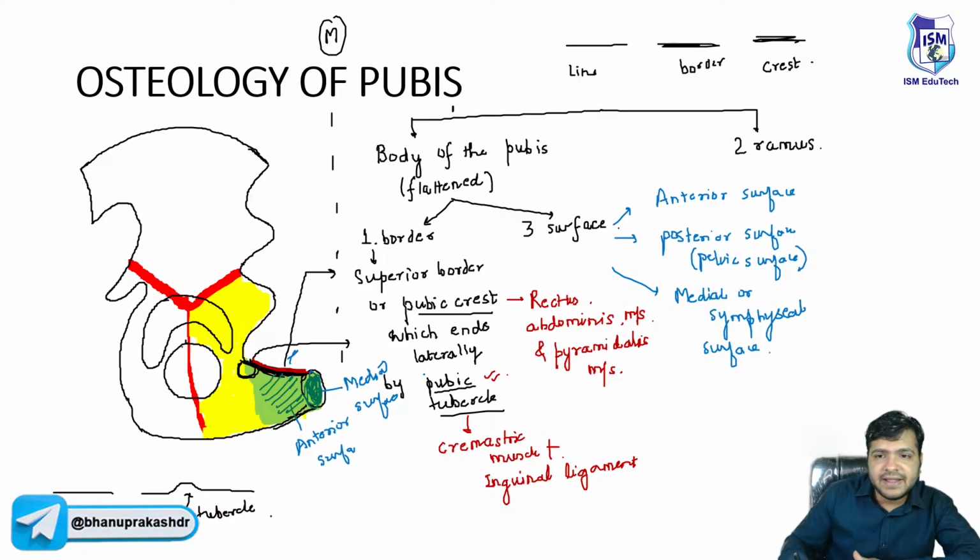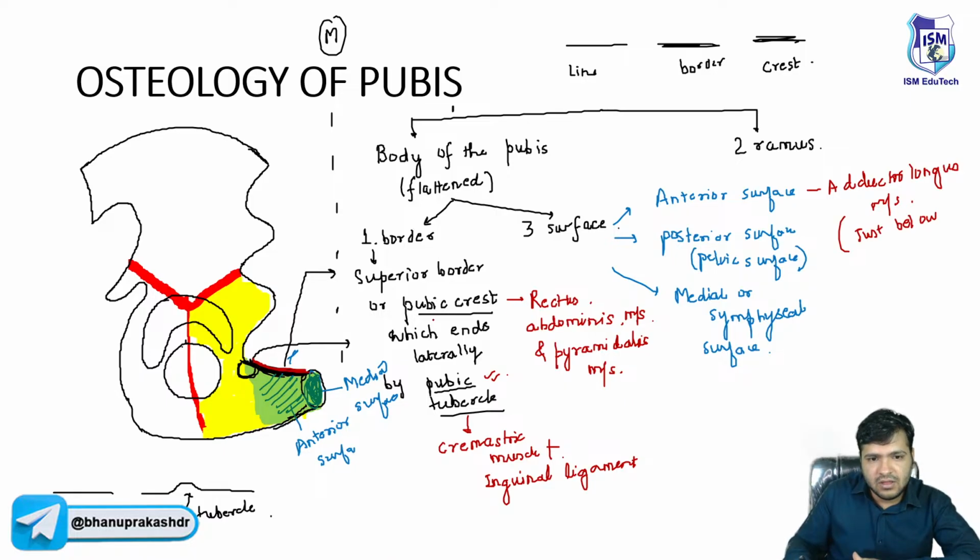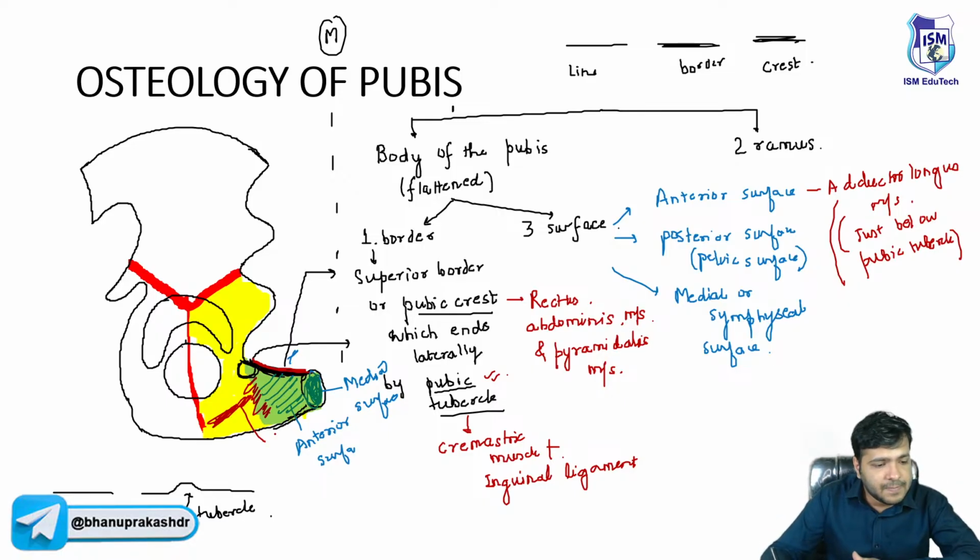And anterior surface beta, you have to remember one muscle over here. That muscle, beta, is the adductor longus muscle. Remember beta, this muscle is just below the pubic tubercle, on the anterior surface only. Just below the pubic tubercle, and below adductor longus is adductor magnus, and below that there is one more muscle, that is adductor brevis.